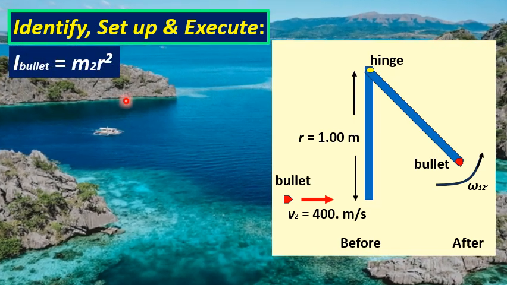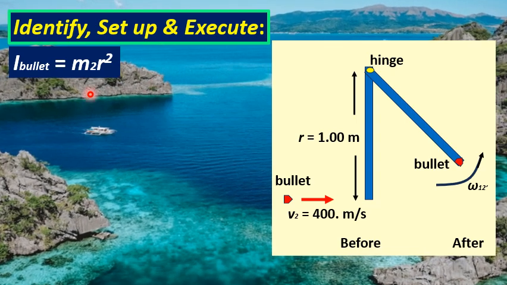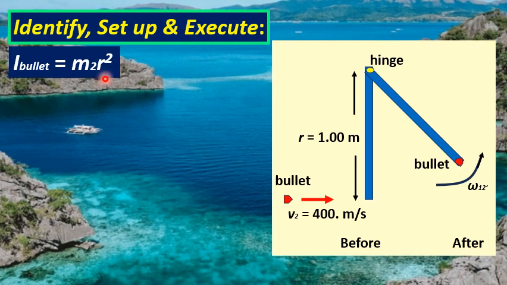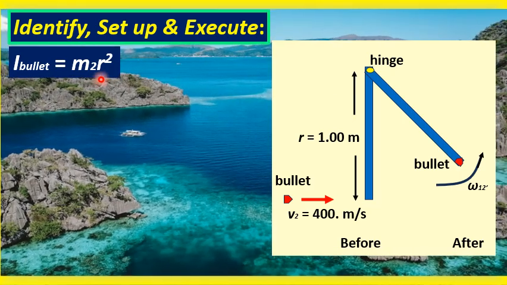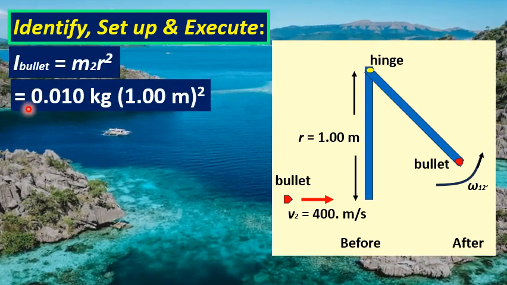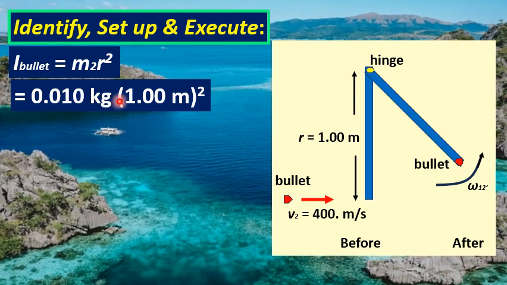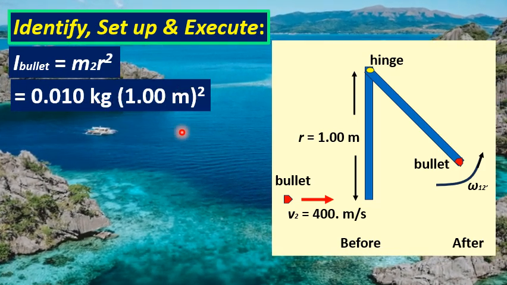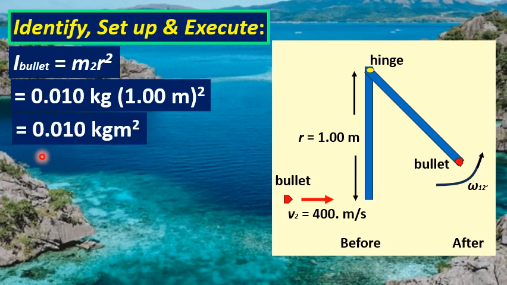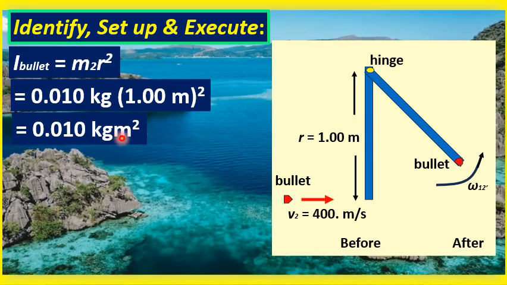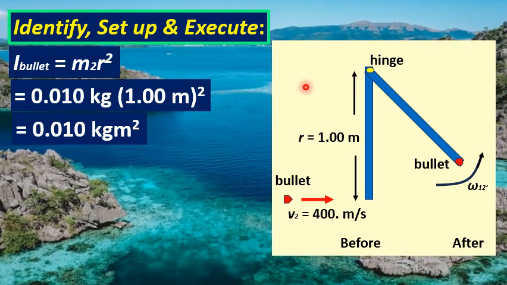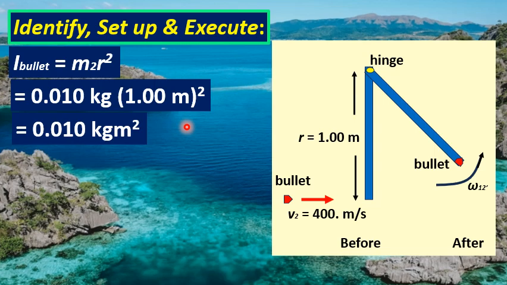Similarly, we also compute the moment of inertia of the bullet, which is simply equal to its mass m2 times the square of r. Substituting, we have the moment of inertia of the bullet is equal to 0.010 kilogram times 1.00 meter squared. All right, so that's equal to 0.010 kilogram meter squared. That's the moment of inertia of the bullet about the axis of rotation or the hinge of the door.